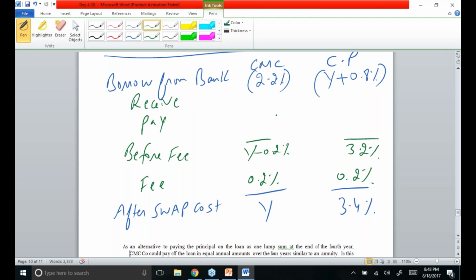The party which is paying floating interest rate. Are you guys listening? Are you guys clearly receiving my sound? Okay.